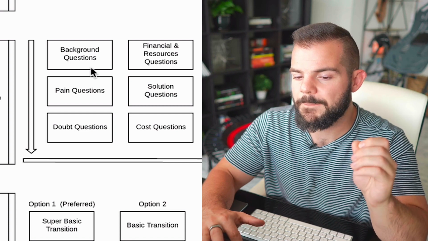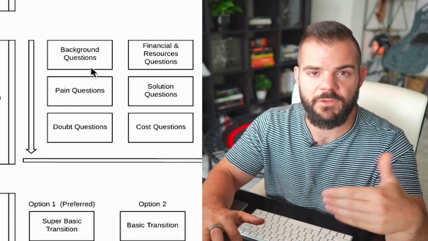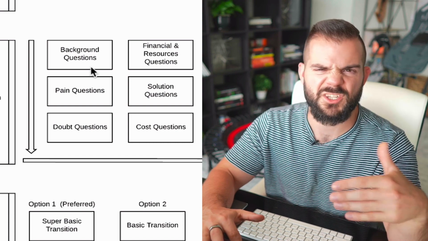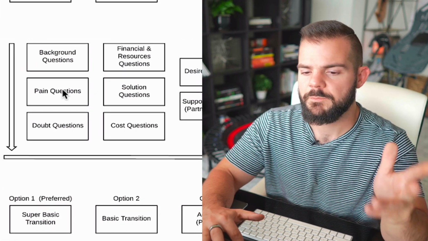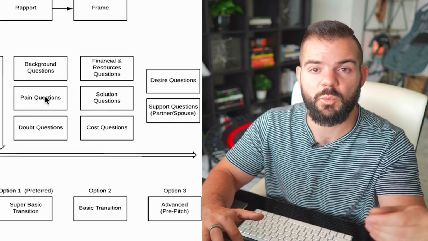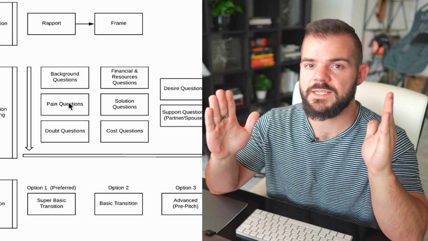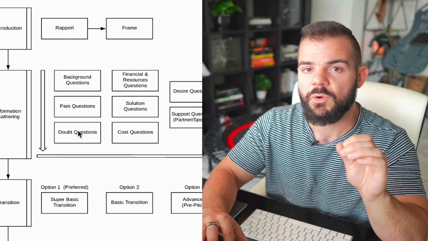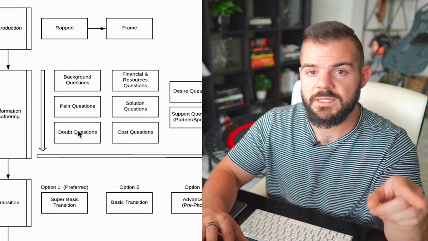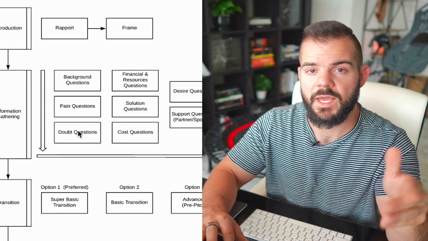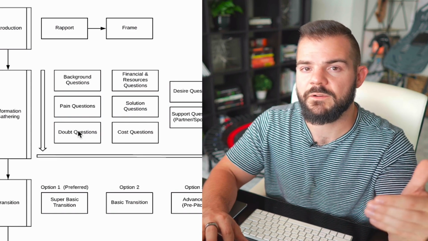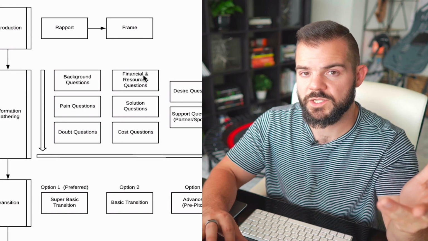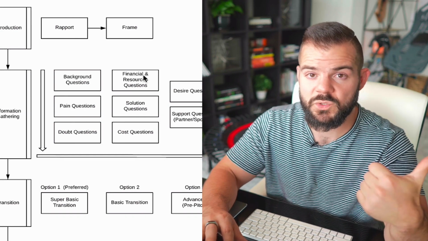The first one is background questions. So this is like, if it's a business owner, what are they selling? What's the price point? Stuff like that, just basic stuff you have to know. Pain questions are essentially what's the problem or what's the gap? What's the delta between where they are now and where they want to be? Doubt questions are, what is keeping them from fixing that problem on their own? Or what is the reason why they want to get there faster or with somebody who has a proven track record, etc. Financial and resource questions are 1, do they have the resources to be able to do this?